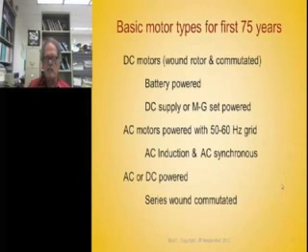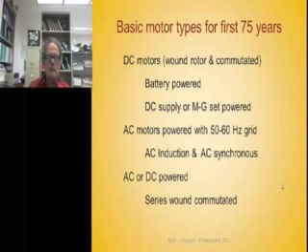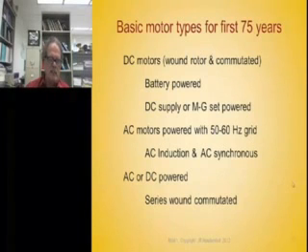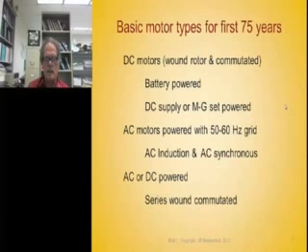But for the first 75 years of the last 150 years, motors were either powered by batteries or DC voltages from an MG set, motor generator set, or the other family of motors, they were powered off this AC grid. In the United States, the sinusoidal frequency of the three-phase power was 60 hertz. Most of the rest of the world was 50 hertz. And so we had two classes of motor that were powered by two different power sources. They were either AC or DC motors. There is one unique motor, a series wound commutated motor it's called, that will run on AC or DC power.